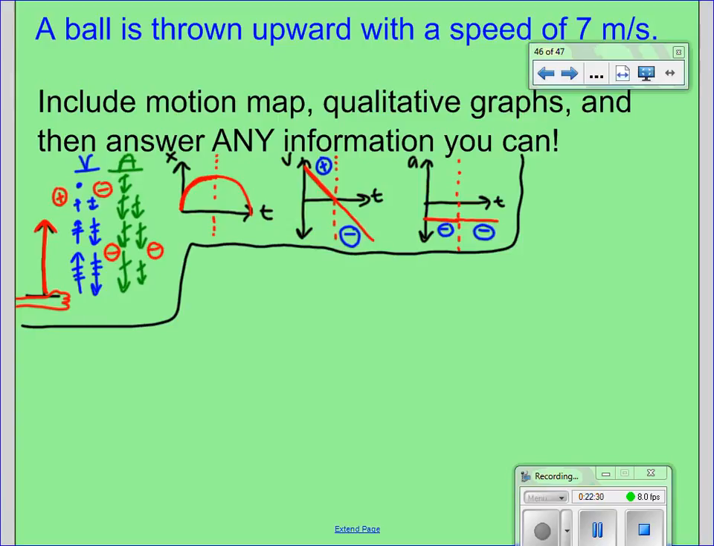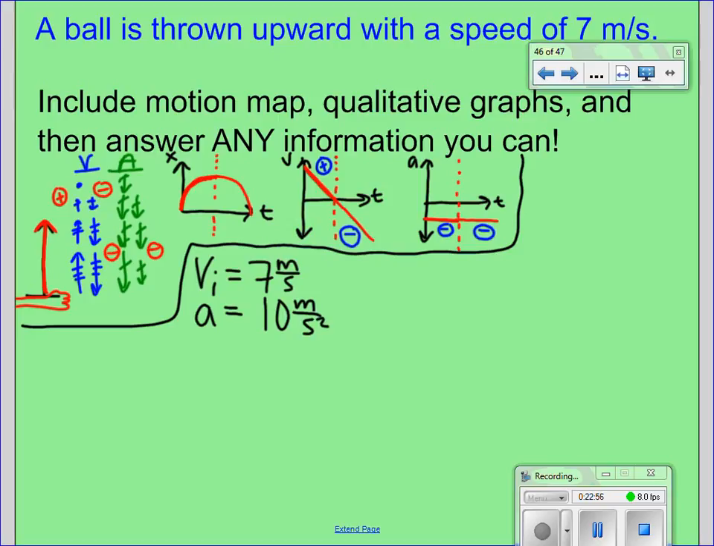So what do we know about this ball? Well, we know that its initial velocity is 7 meters per second. And notice it's positive 7 meters per second, since that was the direction it was pointing. It was pointing up. What are some other things that we know? Well, we're dealing with a ball that's being thrown up in the air, or it's in free fall. So what that means is the acceleration is going to be the acceleration due to gravity, which we know is 10.